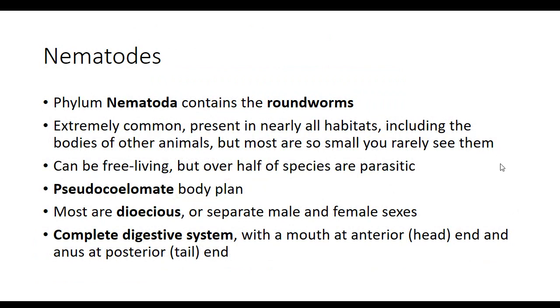Okay, the nematodes, the roundworms. This is a group I said there's just so many different kinds of these. This group hasn't been studied very much. They're everywhere. There's just millions of different kinds. Nobody knows how many. But they're just these inconspicuous little worms, so you have to be looking for them to even notice them.